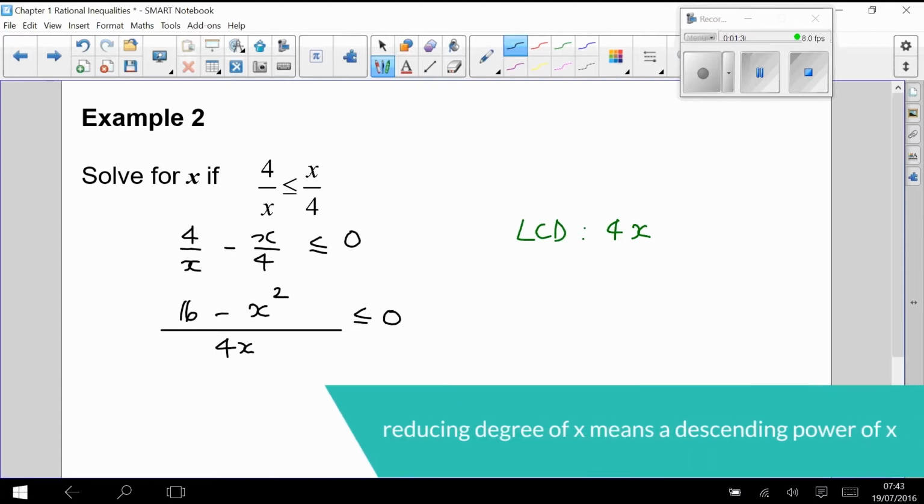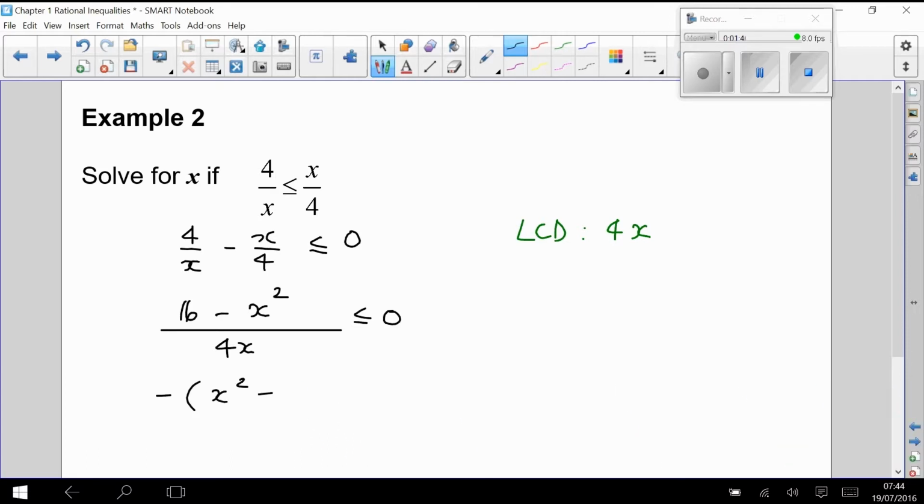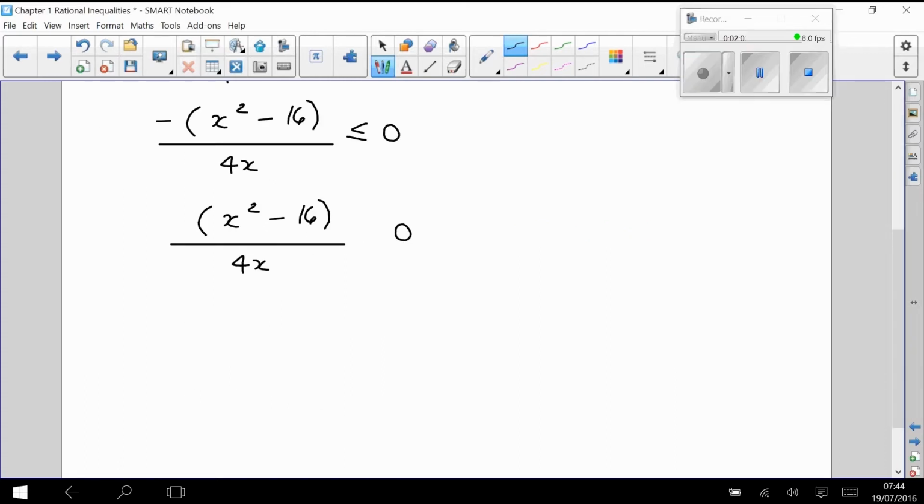If you take a look at the numerator, you can see that the x term is not in a reducing degree from left to right. So I'm going to switch those terms around in the numerator by taking out a highest common factor of minus 1. In other words, doing that, I'm going to get minus and then x squared minus 16. This is still all over the common denominator of 4x. And now if I, in my next step, divide both sides by minus 1, I must change my inequality sign around. In other words, my inequality is now going to look as follows.